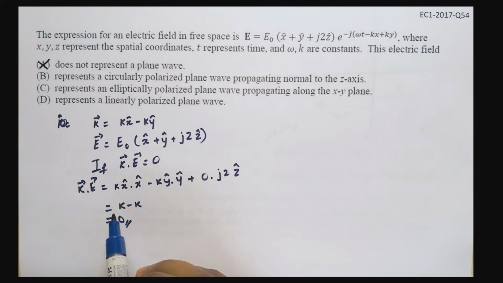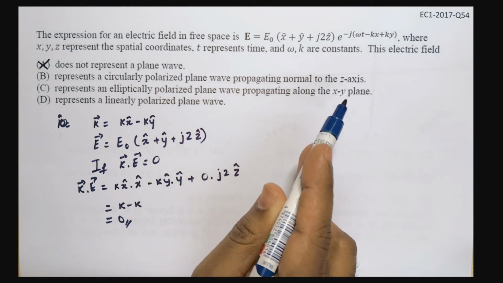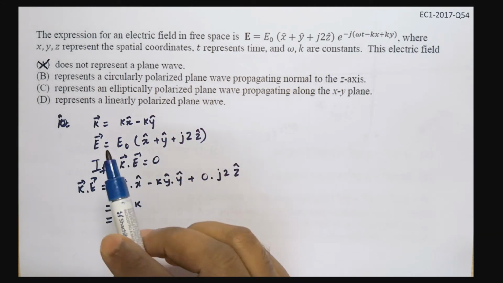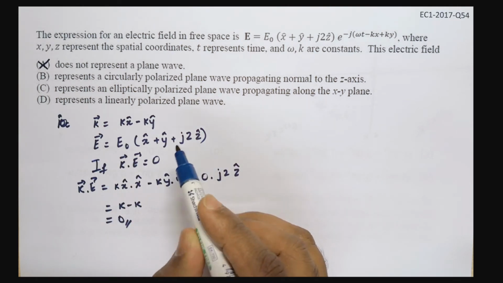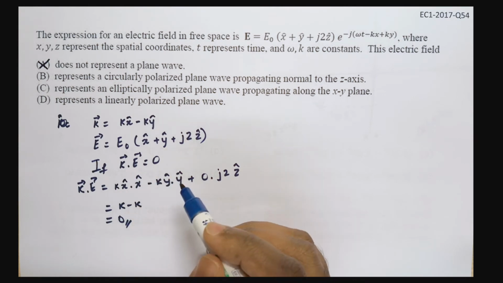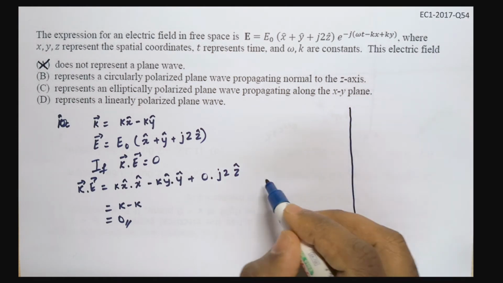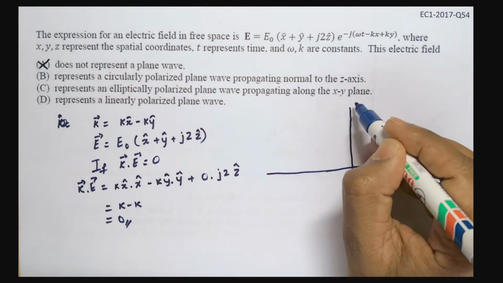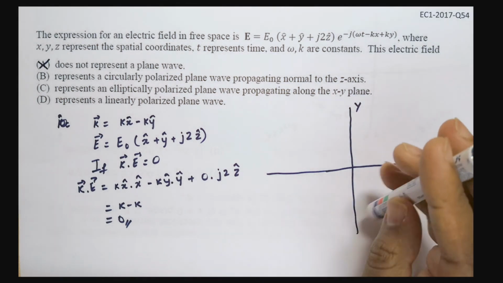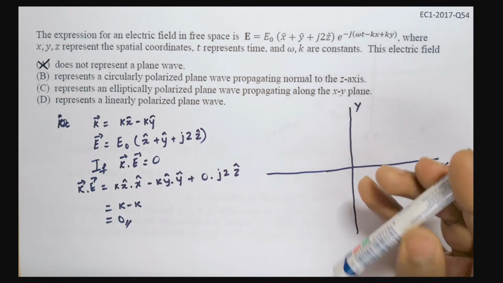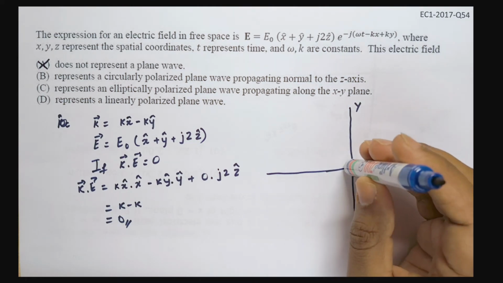The next option says that this wave represents a circularly polarized plane wave propagating normal to the z-axis. To find the right answer, we will first visualize this wave, in which plane it is propagating, and the k vector and the electric field vector. So let's just draw the visualization of these vectors. So here you have x and y vectors, and we have the z axis coming out of this plane.